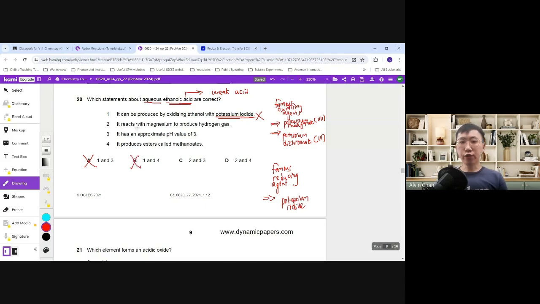Okay, now it reacts with magnesium to produce hydrogen gas. Yes, definitely. Any acid, weak or strong, will react with metal to form hydrogen gas. So statement 2 is correct quickly. Correct? Correct. So we can't cross out any option.